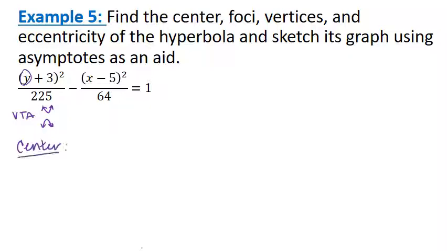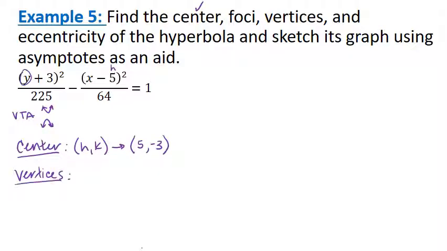From this equation, I can easily identify the center. Remember, just like the others, the center is (h, k). Just be cautious where h is. h is always next to the x. So h is a positive 5 and k is a negative 3. So we have found the center. We can easily find the vertices from here.